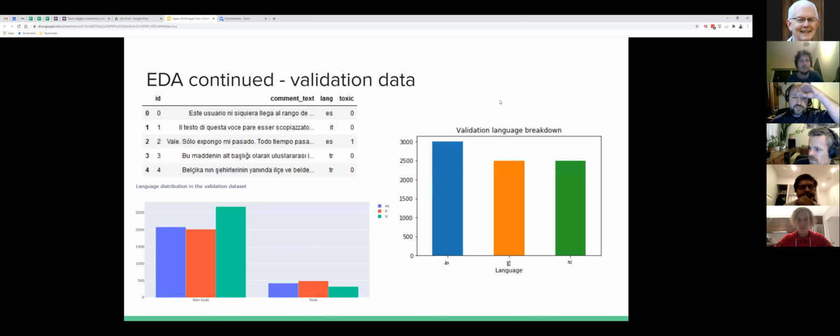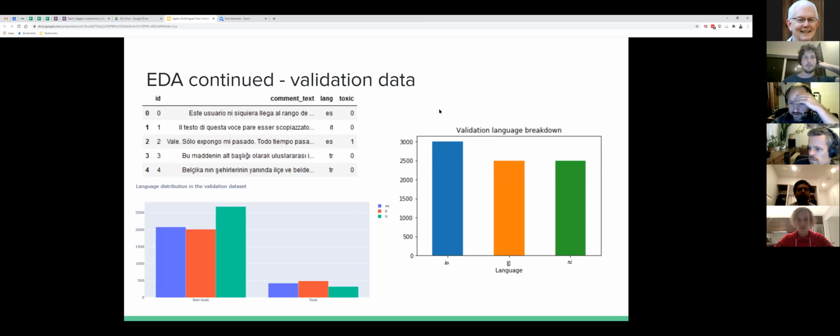Okay, so the validation data. Hopefully this helps with what you were asking about before, Matt. The validation data was a series of comments in different languages. In this case, there were 3: Spanish, Italian, and Turkish. And all you basically got was the comment, the language in a 2-letter code, and then a 0 or a 1 to say whether it was toxic or not.